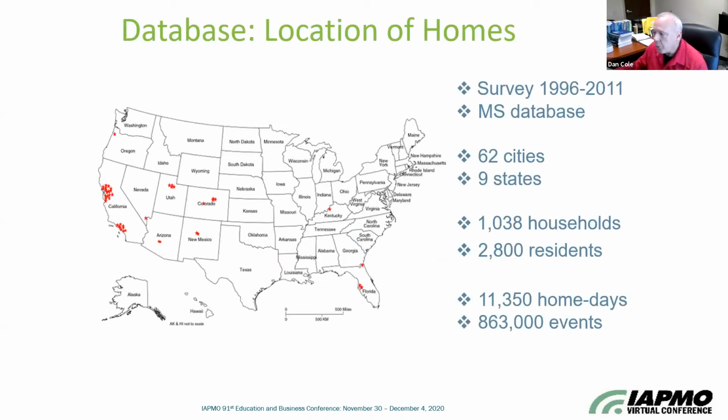So what kind of data did we have? Well, we had surveys from 1996 to 2011. Aquacraft worked with us and they put thousands of data points into a Microsoft Access database for us to query and to use. There were 62 cities in 9 states, over 1,000 households, over 11,000 home days, and over 863,000 actual events, water use events.